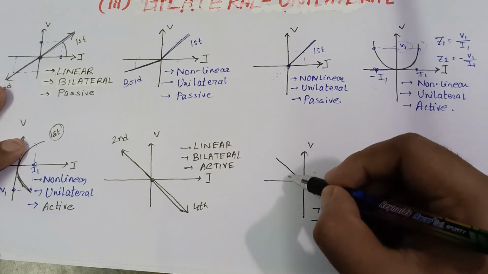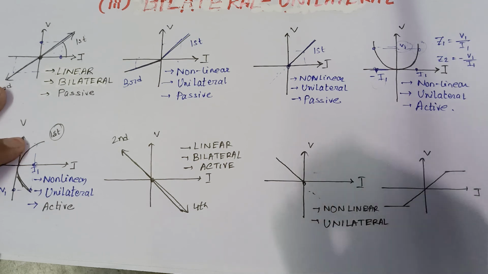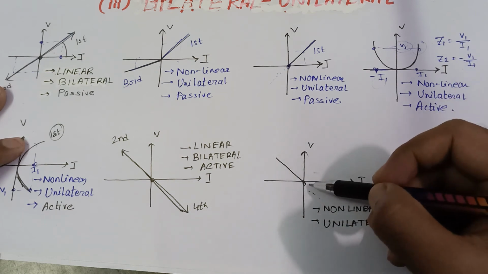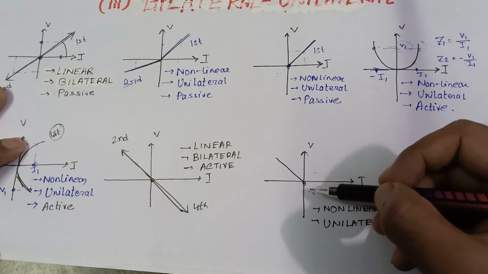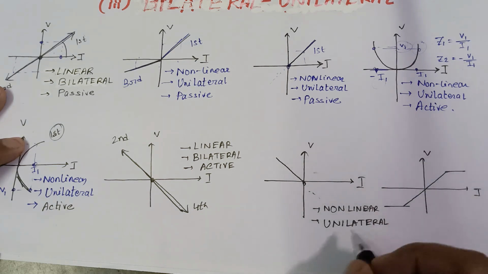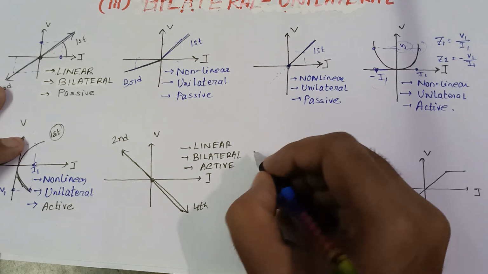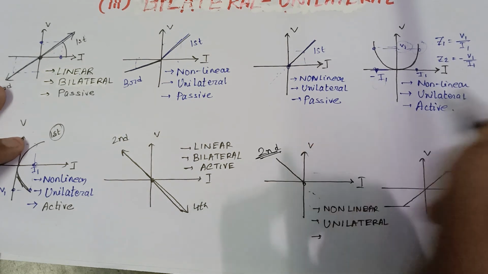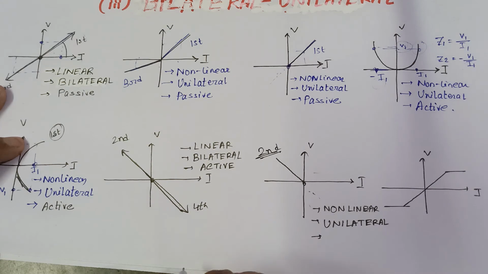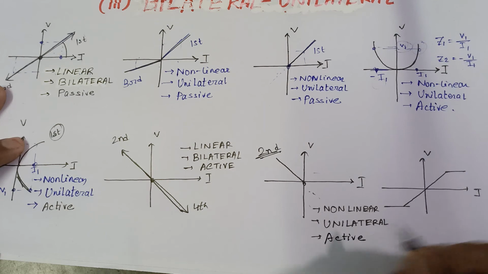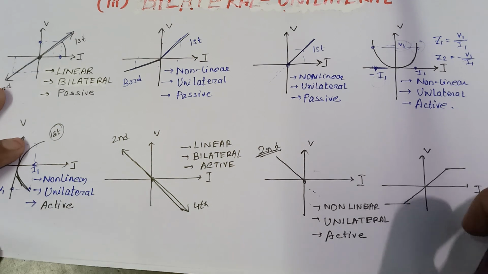Because in the positive part of voltage, you will get some ratio of voltage and current. But in the negative part of voltage, you will not get any ratio because there is no characteristics in the negative part of the voltage. So it is unilateral. And is it active or passive? It is active. Why? Because it is lying on the second quadrant. In the second quadrant, the value of tan is negative. So it is active. Because the slope is negative, and if the slope is negative, it should be active.